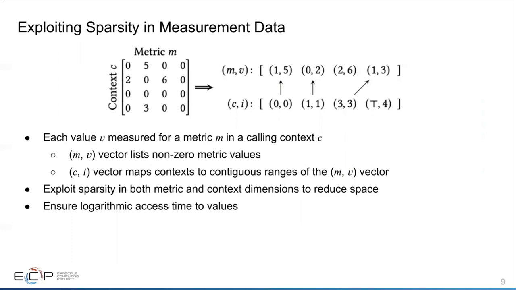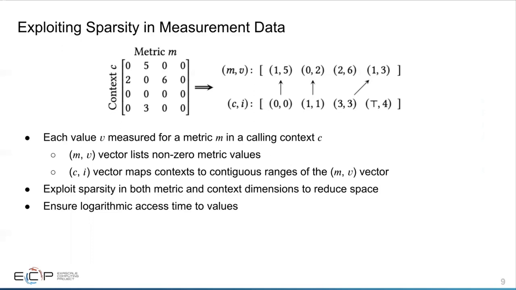Then we thought about the compressed sparse row format, and our approach was inspired by it, as shown on the right. We have two vectors. The first vector records the non-zero values and their metric IDs. The second vector records the non-empty calling contexts and the starting index. A non-empty calling context means a calling context that has at least one non-zero value. And the starting index means the starting position of the MV pairs of this context in the MV vector, the first vector.